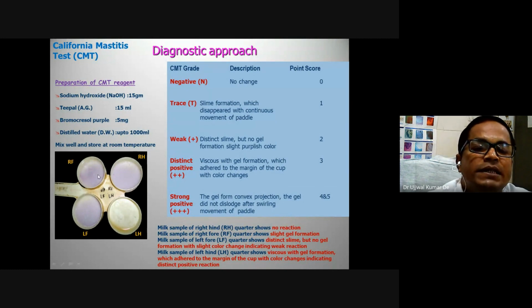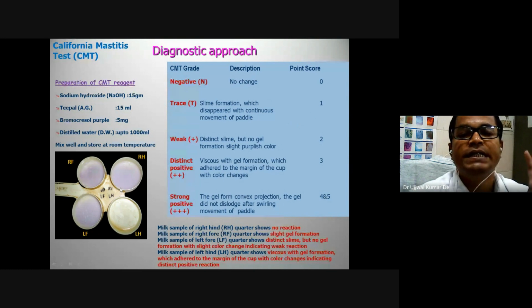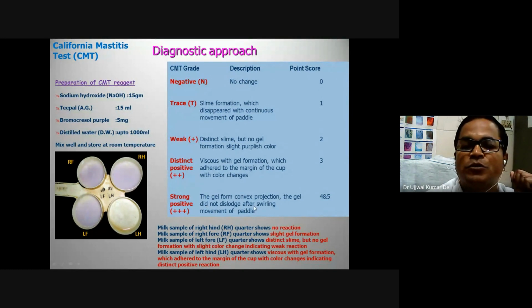Then if gel formation is there in any quarter, it is positive for mastitis. Based on the degree of the gel, suppose some samples produce a very mild gel, then you can record it as a positive trace. If it is a severe, more dense gel, then it is a strong positive. So these are the different types of grading.